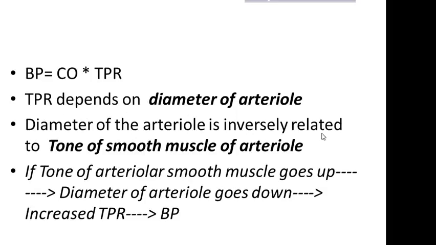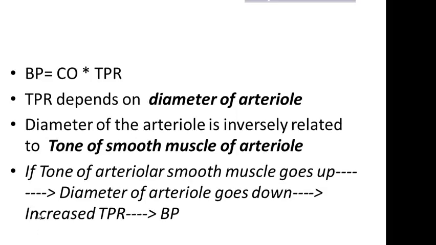TPR depends mainly on the diameter of the arteriole, right? If the diameter of the arteriole is more, your TPR or total peripheral resistance is less. On the other hand, if the diameter of the arteriole is less, your TPR is more. What factor determines the diameter of the arteriole? The diameter of the arteriole is mainly determined by the tone of the smooth muscle of the arteriole, right?